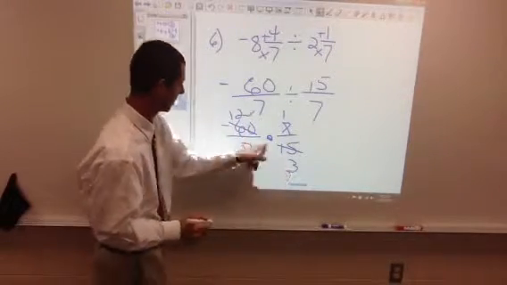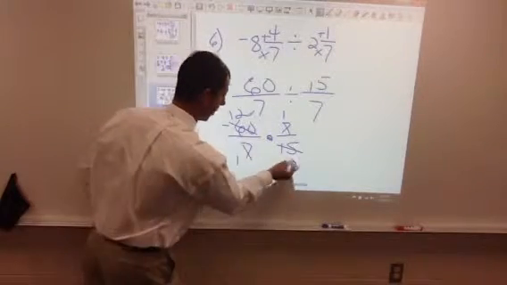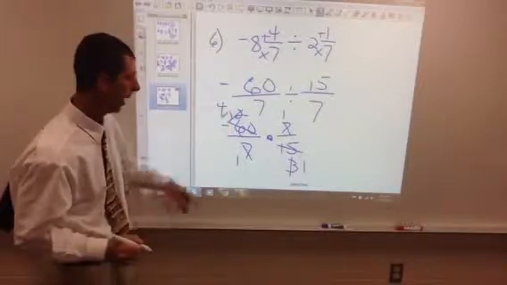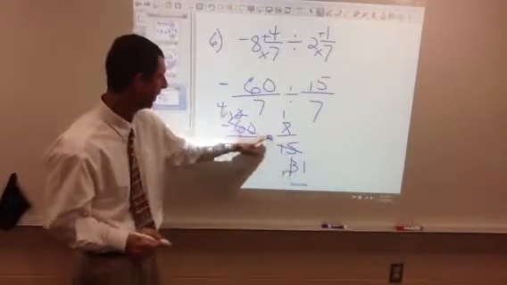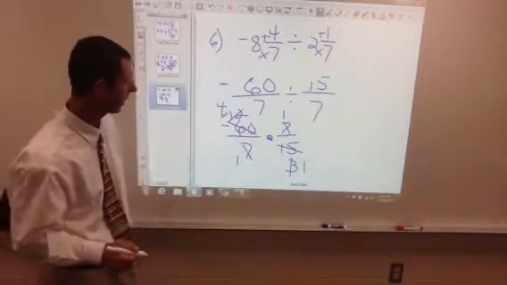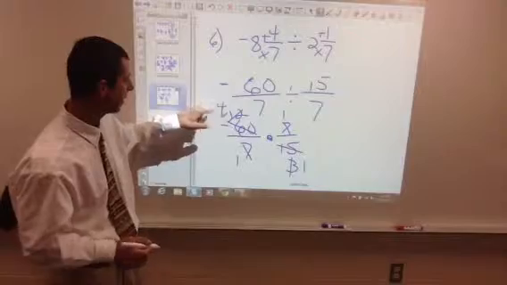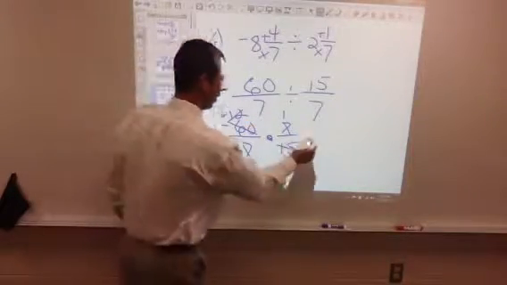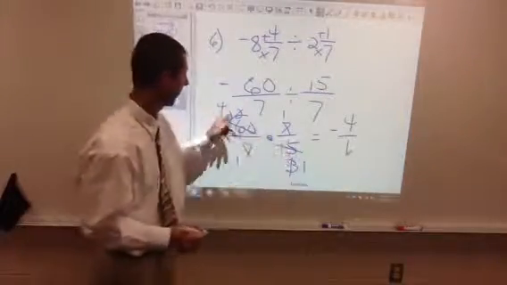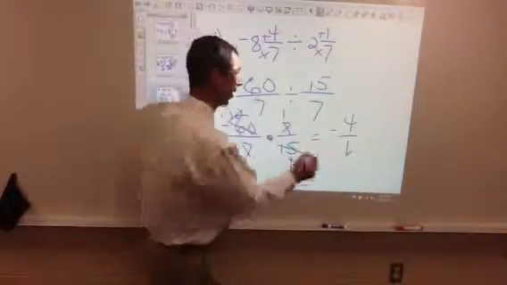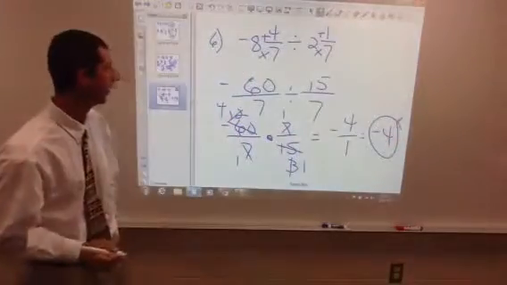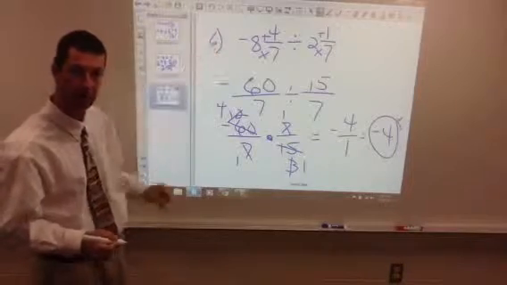I can still reduce again here. 3 goes into 3 once. 3 goes into 12 4 times. If you recognized that 15 went into 60, you'd have got 1 and 4 right off the bat, but that's not real necessary. So in this case, we're going to end up with negative 4 over 1 when we multiply. In lowest terms, this is equal to negative 4. So there would be your answer to number 6 off of the back side of the worksheet.